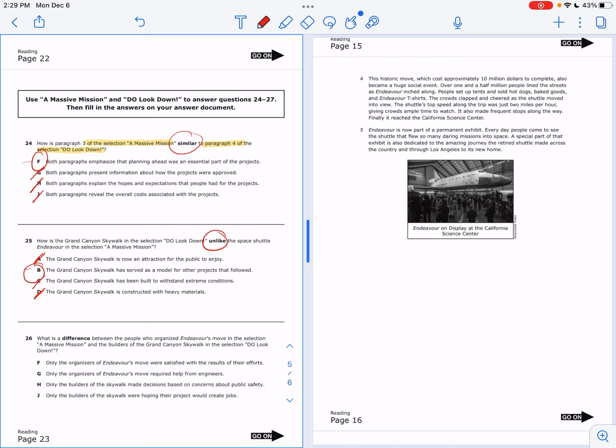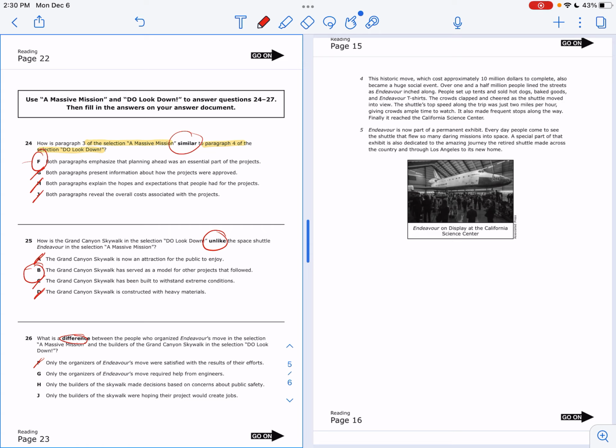Okay, 26. What is a difference between the people who organized Endeavor's move in the selection Massive Mission, and the builders of the Grand Canyon Skywalk in the selection Do Look Down? So how are they different? Was it F? Only the organizers of Endeavor's move were satisfied with the results of their efforts. It never talked about on either of them how satisfied they were. So F cannot be a good possible answer.